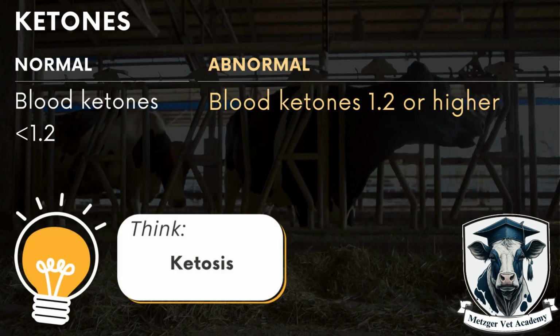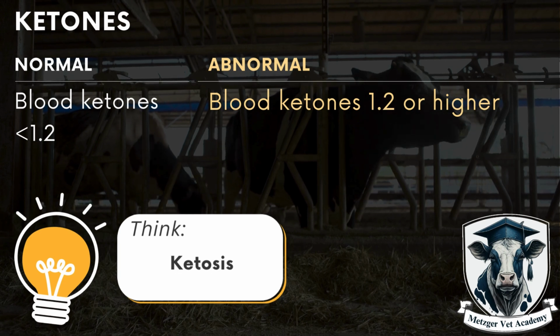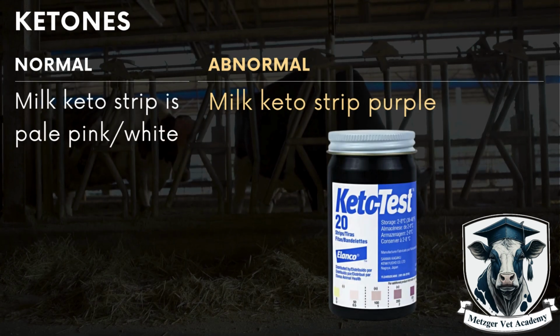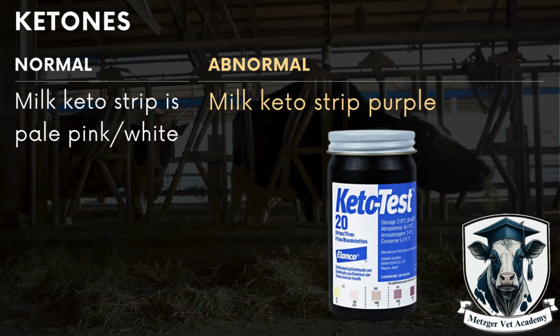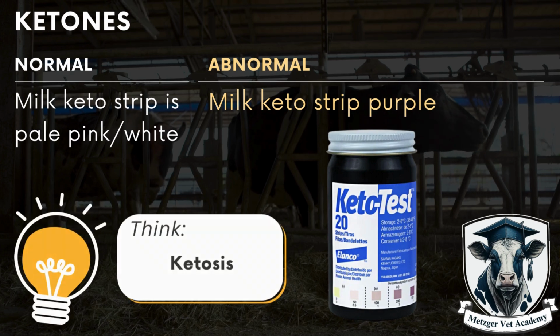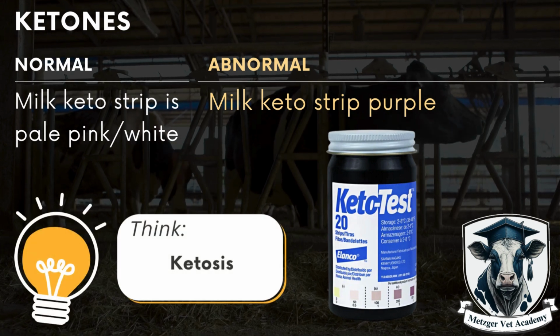Testing with milk is even simpler and involves taking a keto test strip, squirting milk onto the end, and then waiting 1 minute to see what color the strip turns. A strip that turns purple indicates a ketotic cow.